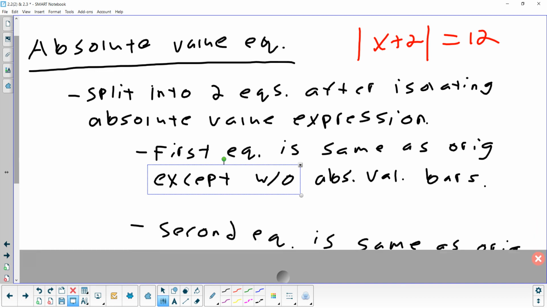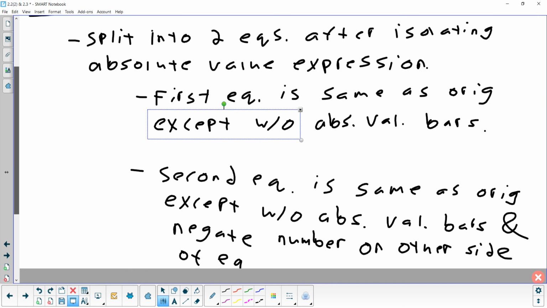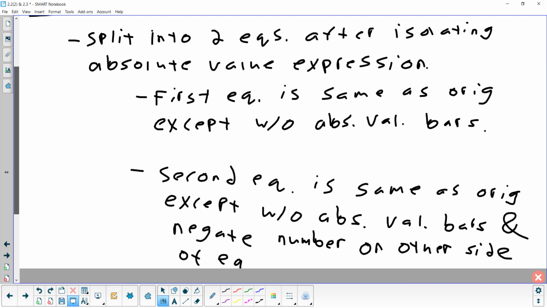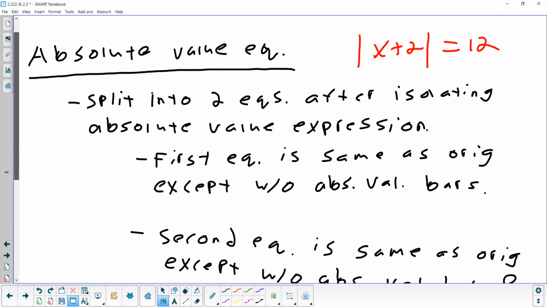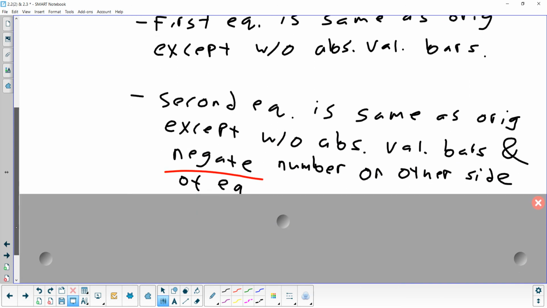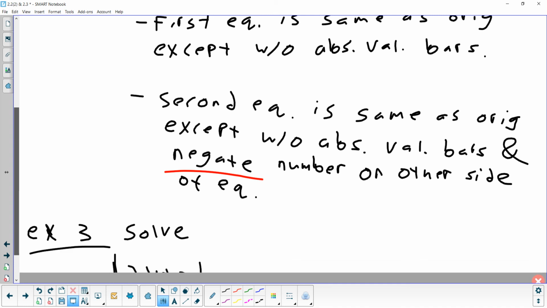Or, the second answer is the same equation, again, without the absolute value bars, but we have to do one extra thing. We have to change the sign of the number on the other side. Okay, negate means change the sign. So in this case, x plus 2 equals negative 12. That would be my other equation. I'm not going to do that one. I've got one right here we're going to do. But that's the idea.